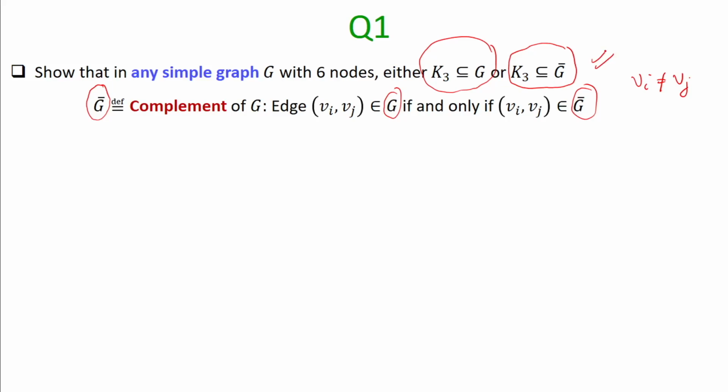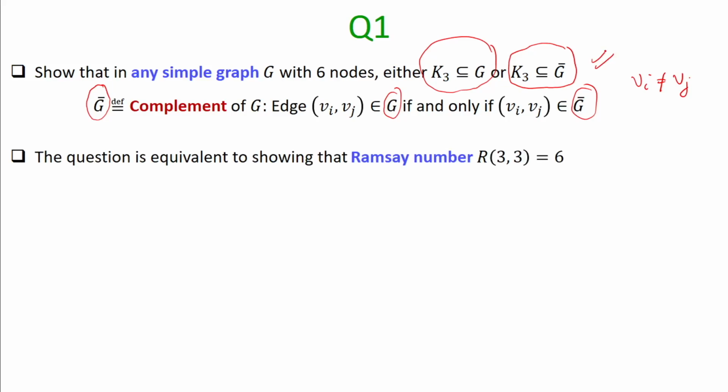If you see closely, then this question is equivalent to showing that the Ramsey number R33, or the Ramsey function R of 3 comma 3, is 6.